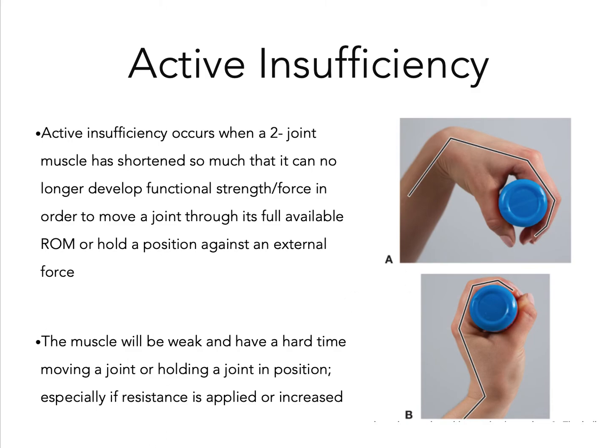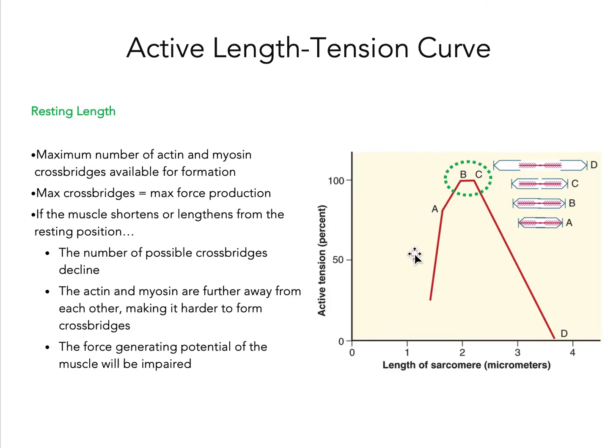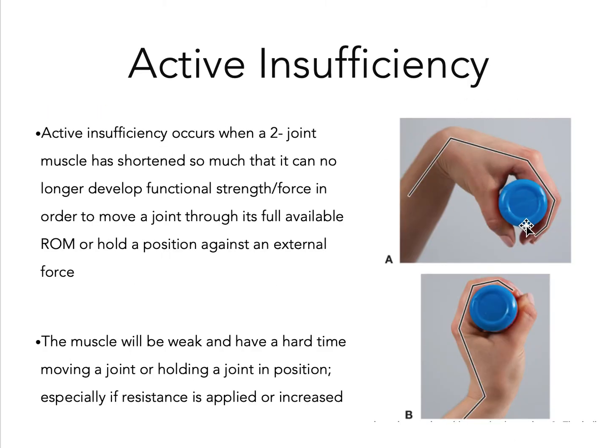The muscles will be weak and have a hard time moving a joint or holding a joint position, especially if resistance is applied, so right here as holding a dumbbell. A better position for this muscle would be not flexing over the two joints, right? So finger flexors are here in the shortened position. We're going to go back to this slide right here of the active insufficiency curve. So we are in position A of active insufficiency. Here we have a maximum overlap of actin and myosin fibers, and that creates active insufficiency of the muscle.